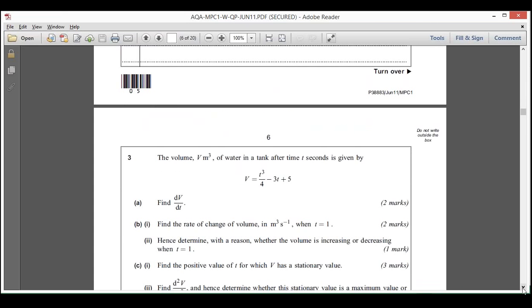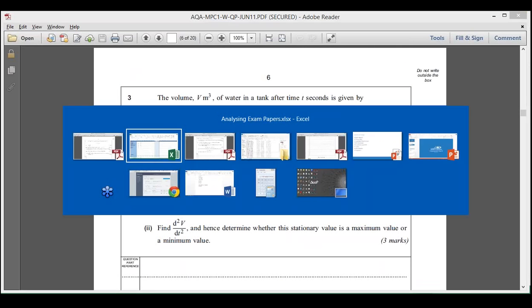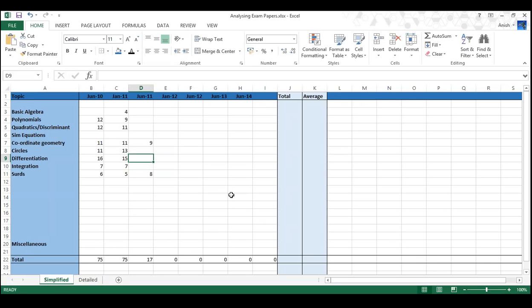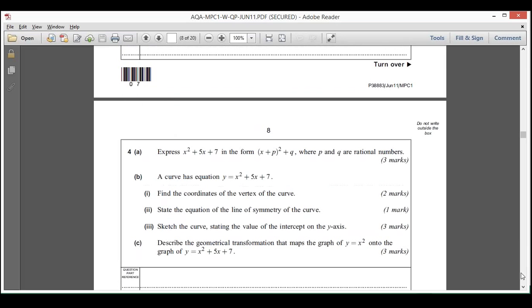Right, so dv by dt, so differentiation, that's going to be 5 and 6, 11 marks. So usually there's 2 questions on differentiation, so that's the 11 mark, and there's probably going to be a smaller one later on, I predict. I may be wrong. So this looks like quadratics, vertex symmetry, yeah. Okay, so this would go under quadratics, so we've got 9, 12.